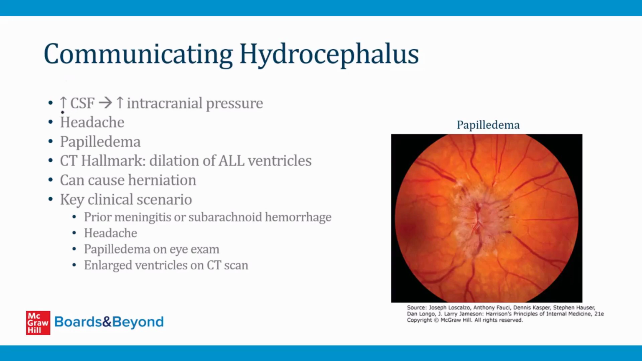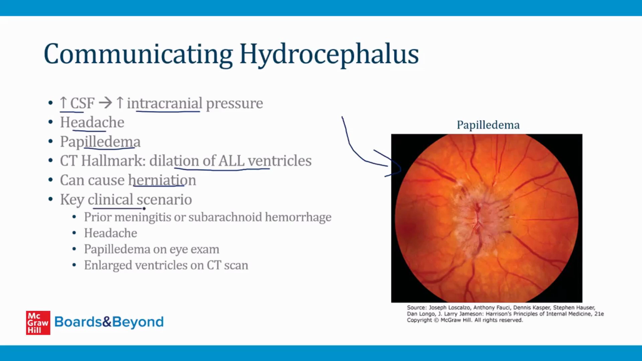So in communicating hydrocephalus, like from prior meningitis or subarachnoid hemorrhage where there's scarring of the arachnoid villi, you will get high amounts of CSF in the ventricles because CSF is not being absorbed normally, and this will raise the ICP. And so this will cause clinical findings of elevated ICP, things like headache and papilledema, which is shown here in this image. The hallmark on CT scan is dilation of all the ventricles. Because the ventricles can communicate with one another in this condition, they all dilate. And if this is left untreated, potentially the ICP can get so high that you can have herniation of brain tissue, which I talk about in other videos.